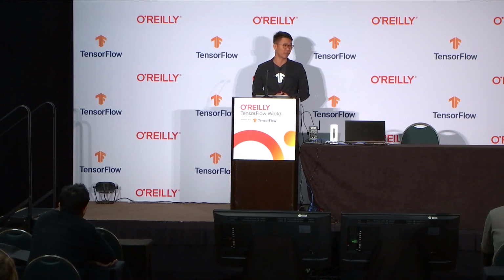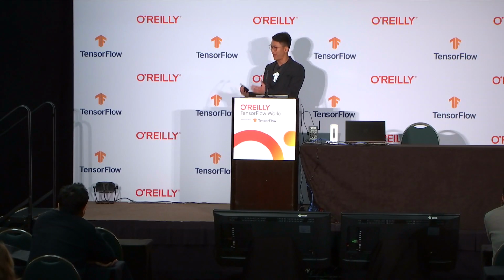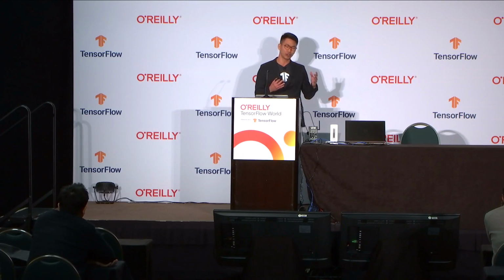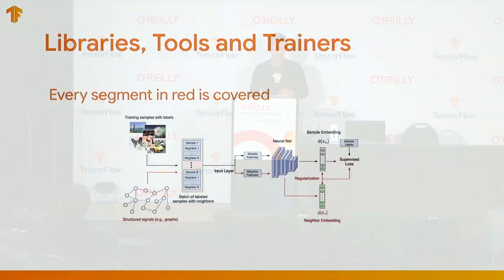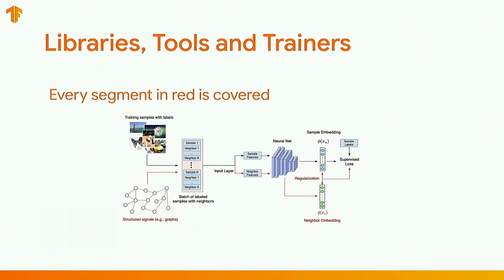Next, we are going to introduce the libraries, tools, and trainers provided by the neural structural learning framework. Everything here is compatible with TensorFlow 2.0, so you could train the neural nets with structured signals while enjoying all the great features from TensorFlow 2.0. This is the training workflow we just mentioned previously. Every segment in red here is a new step introduced to the workflow to train with structured signals. And neural structural learning provides libraries and tools for these steps.